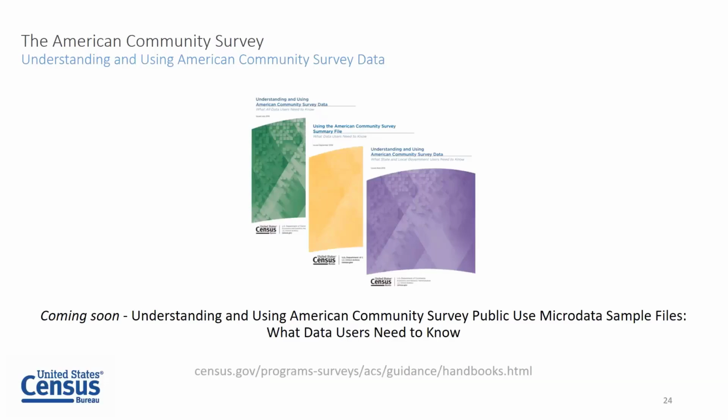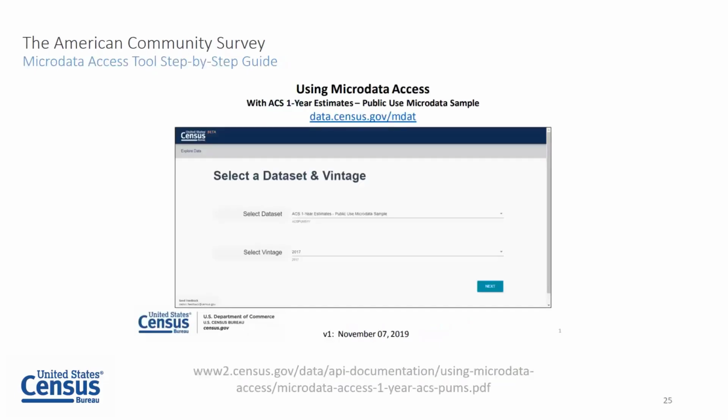Our general handbook, What All Data Users Need to Know, includes step-by-step case studies from the City of New Orleans, the Atlanta Regional Commission, and the Housing Assistance Council. All of our handbooks can be found at the link listed below, or by going to census.gov/ACS, and then guidance for data users, and then handbooks.